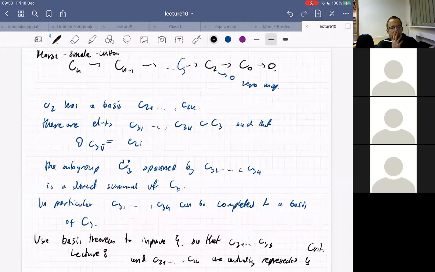Can you please repeat why we know that the subgroup spanned by these elements that generate C2 is a direct sum? Because for modules, we don't always have a direct complement. Basically, this is a free abelian group, and it surjects with the kernel. So okay, so you have C3.